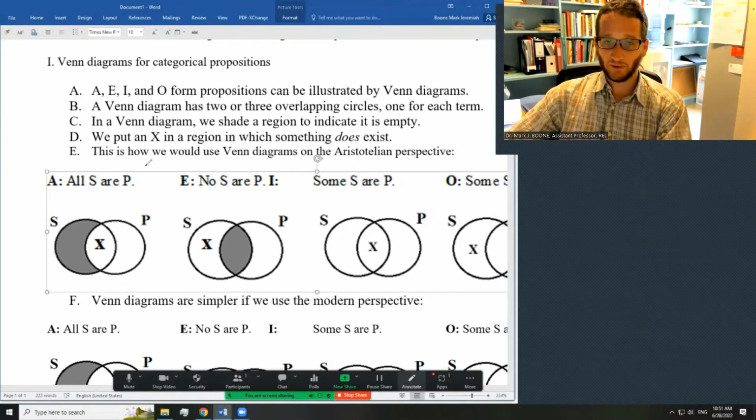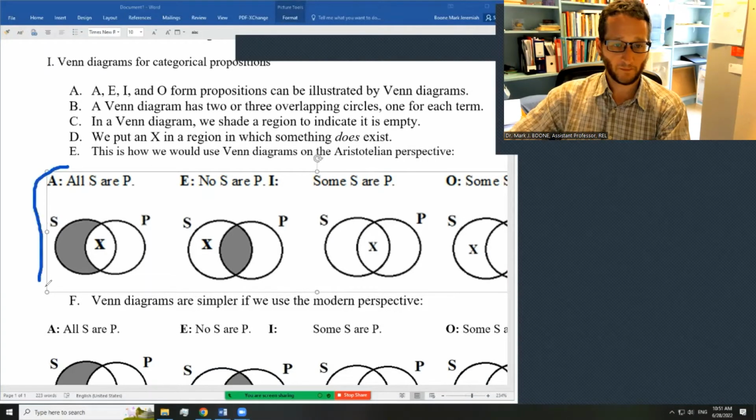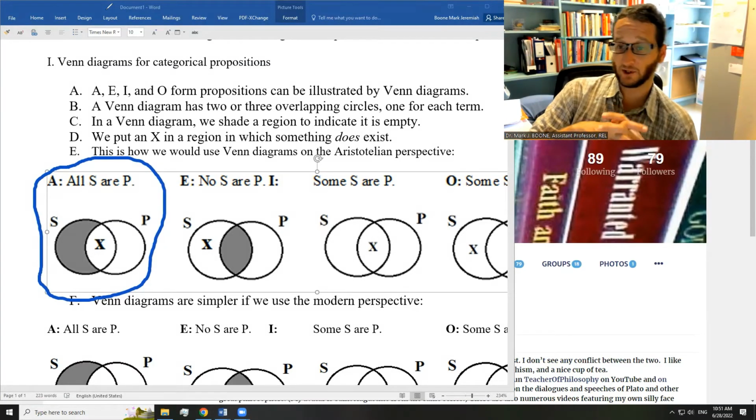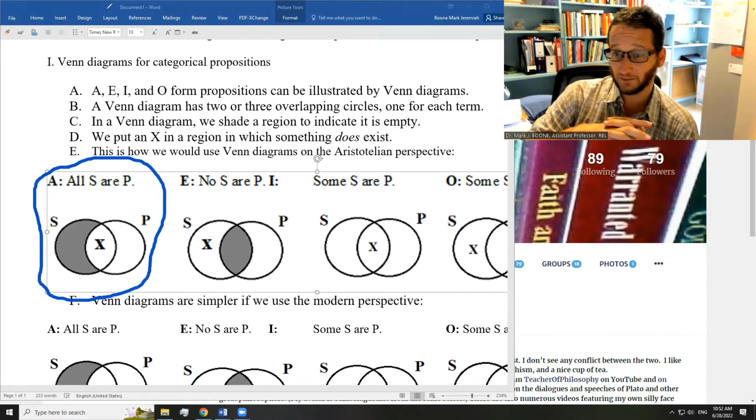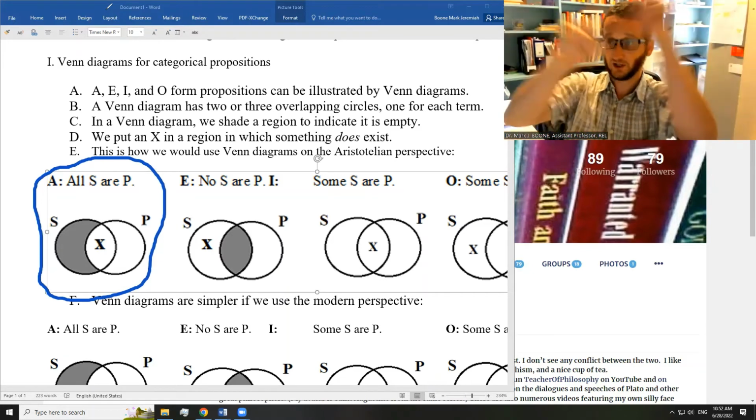For the A form categorical proposition, you have two overlapping circles, one representing the S term, one representing the P term, i.e. the subject and predicate term of the proposition. Oh, and if I haven't stated this explicitly in my notes, let me say it explicitly now, orally. When you're doing just two terms, just one categorical proposition, S term always on the left, P term on the right, subject term always on the left, predicate term on the right. So you've got two overlapping circles, one for the subject term and one for the predicate term.